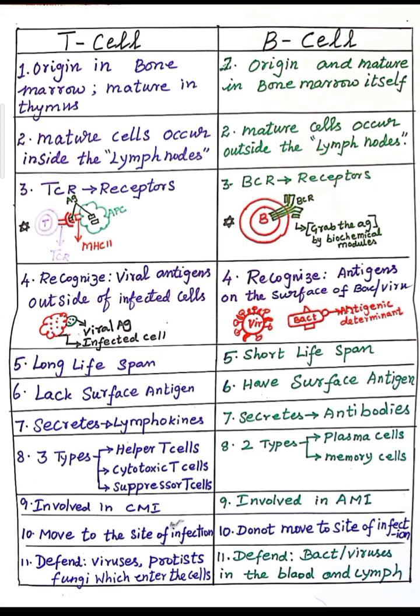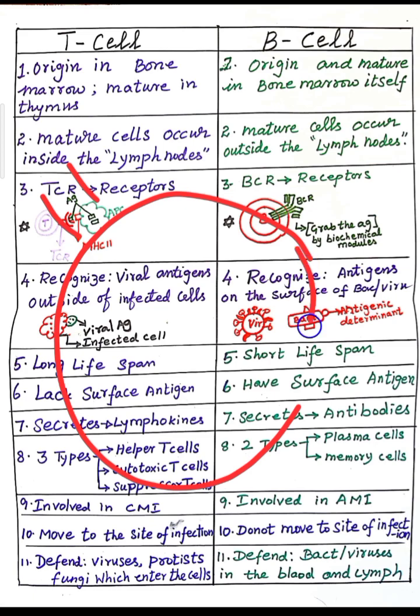Point number 2. Mature T cells occur inside the lymph node. Imagine this is a lymph node. Mature T cell occur inside the lymph node.